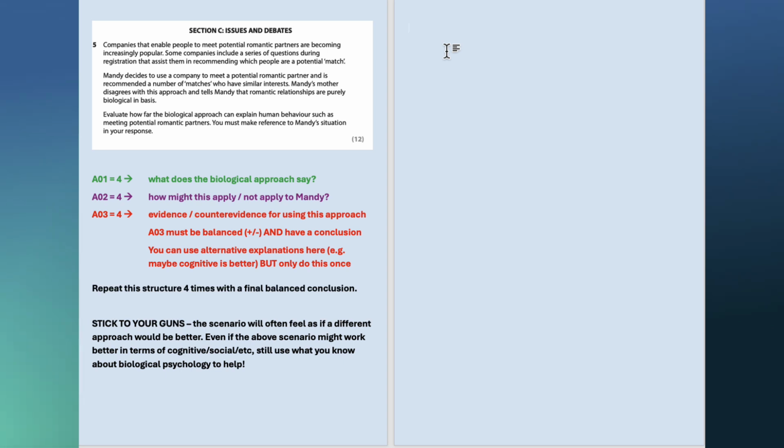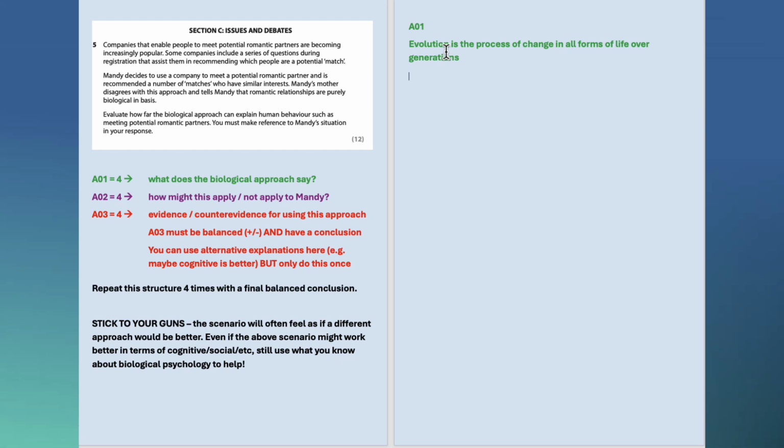And again, a bit like your 16 marker, I'm just going to show you a bit of this because you need to be working and revising on the rest. So AO1, evolution is the process of change in all forms of life over generations. However you're going to define it, that's a mark scheme definition. You might have your own, but it's just defining it. You could easily do hormones here. You could talk about what brain structure involves, etc., etc.